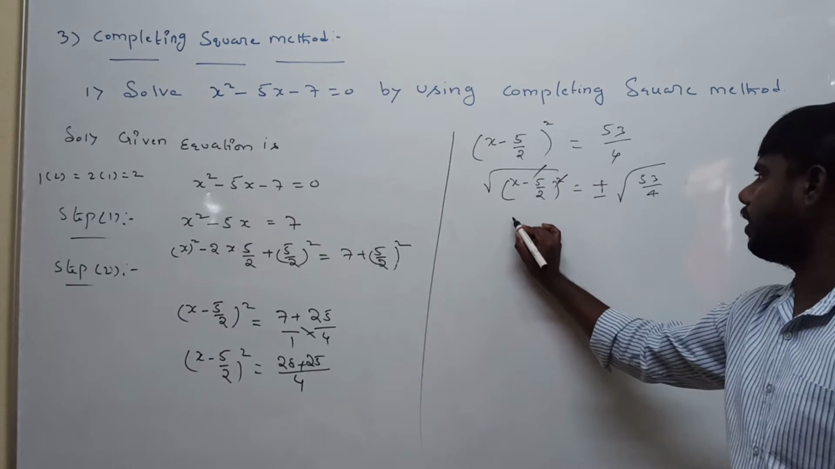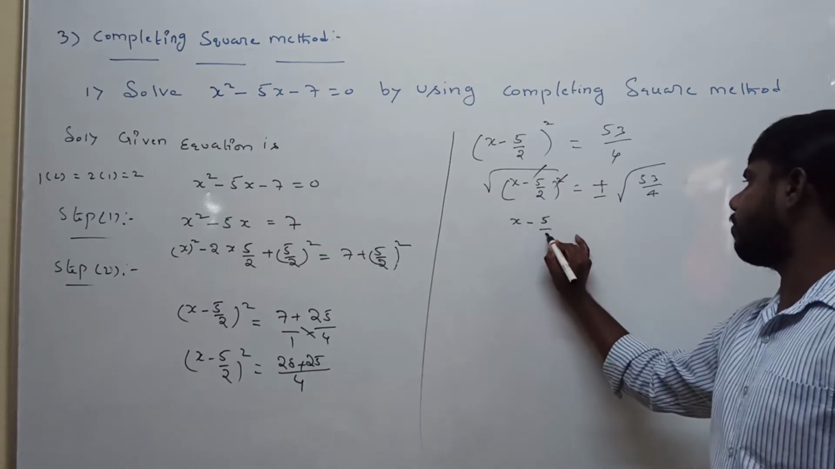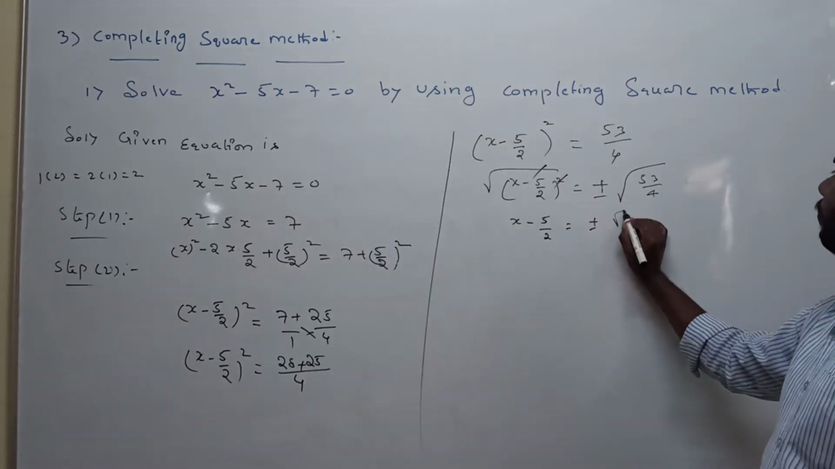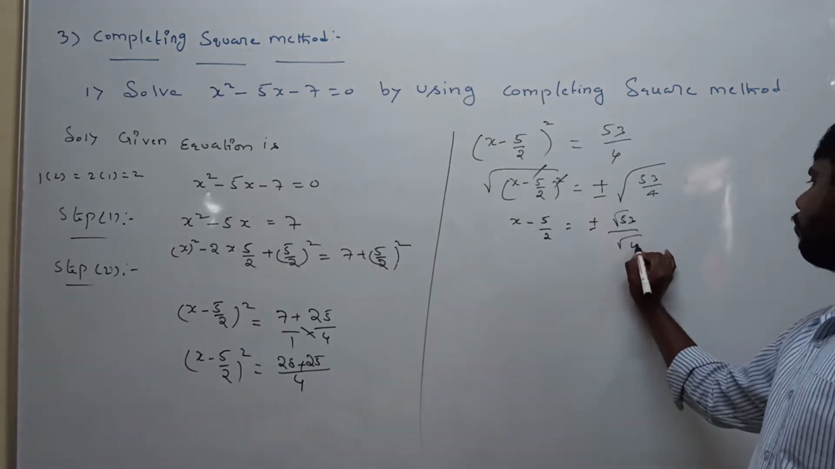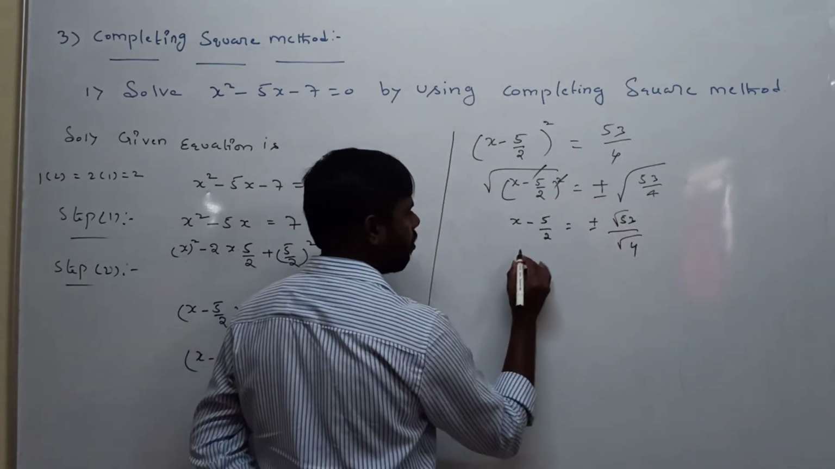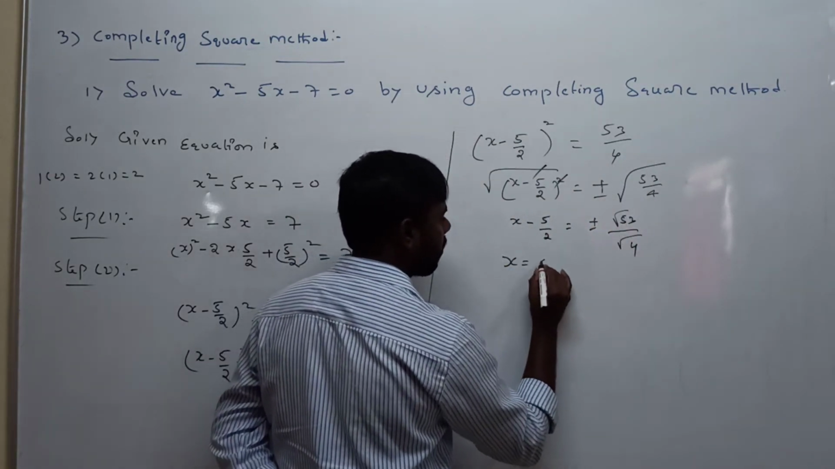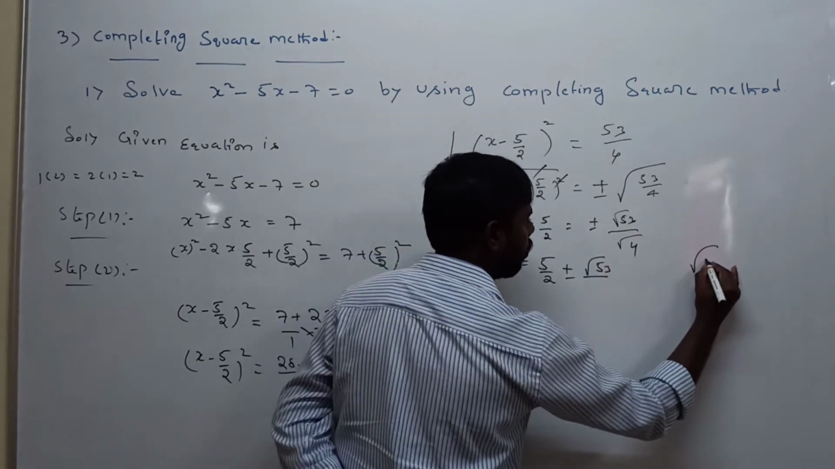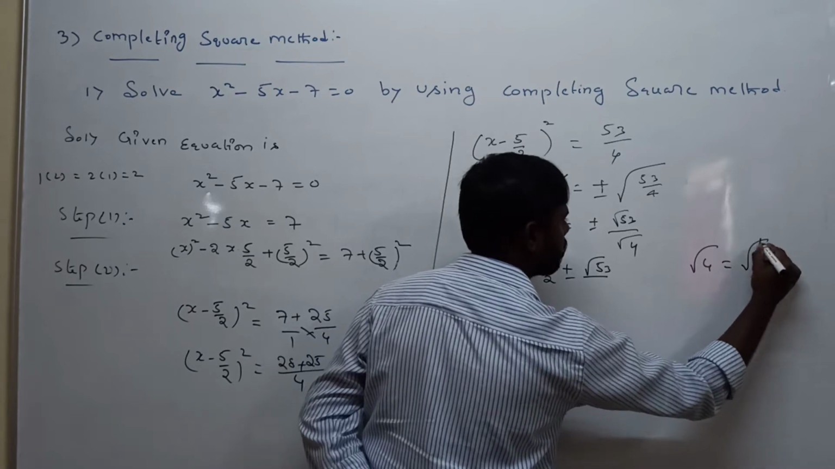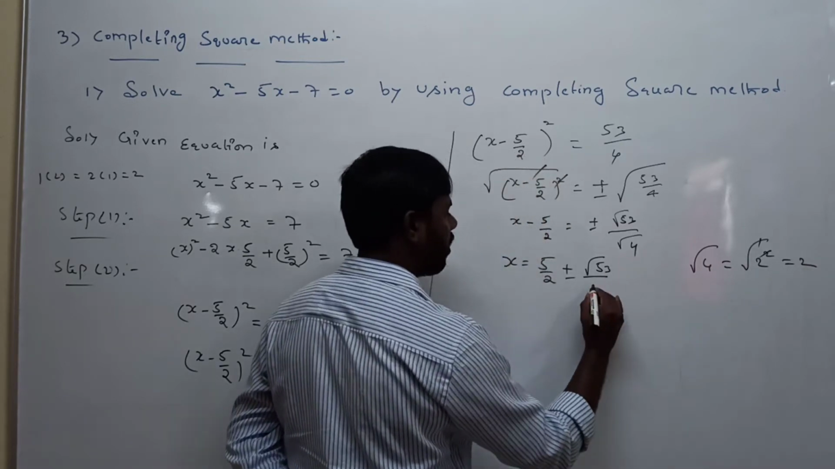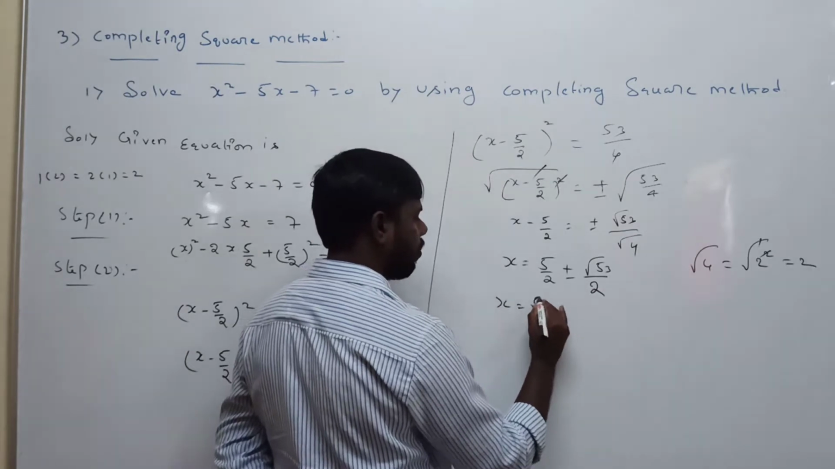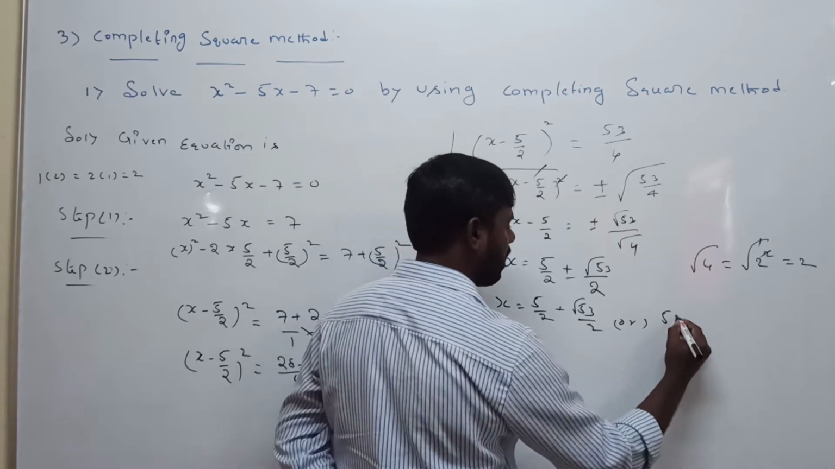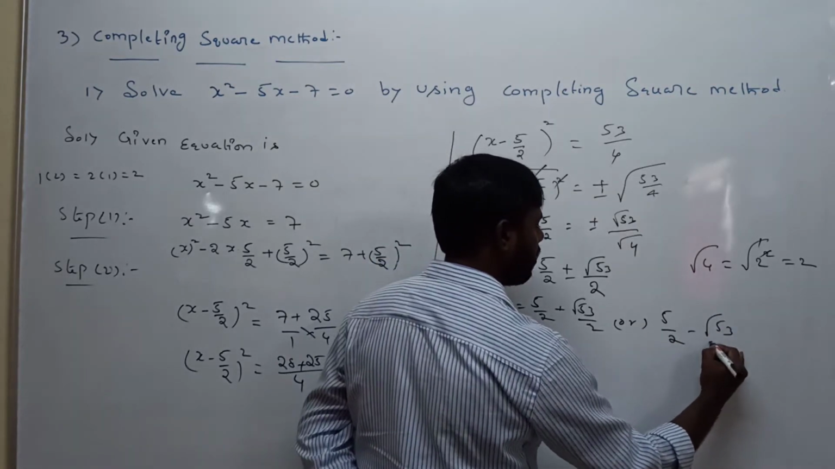Square and root get cancelled. The remaining function is x minus 5 by 2 is equal to plus or minus root 53 by 4, and you can write the roots individually: root 53 divided by root 4. Taking minus 5 by 2 to the right hand side, we get plus 5 by 2 plus or minus root 53 by root 4. Root 4 is 2, since the square and root cancel. So you can write two values: one is 5 by 2 plus root 53 by 2, or 5 by 2 minus root 53 by 2.